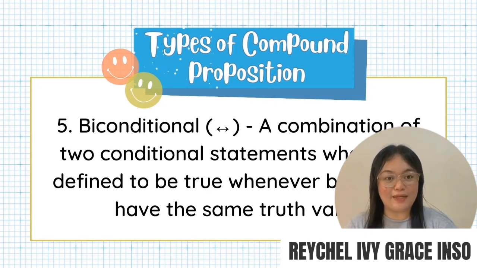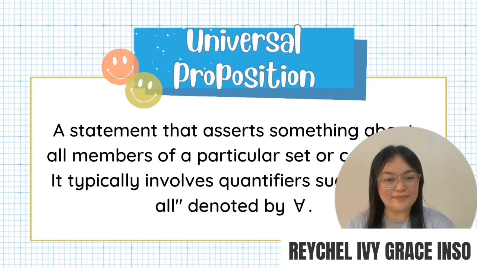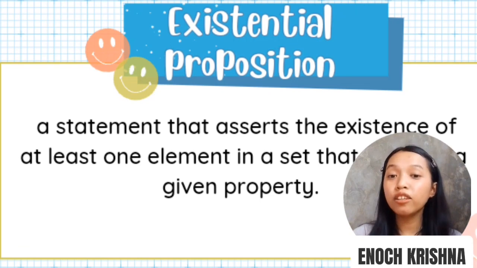It is also denoted by P, if and only if, Q. Now lastly, the universal proposition. It is a statement that asserts something about all members of a particular set or category. It involves quantifiers such as "for all." Now let's proceed to the exercise.